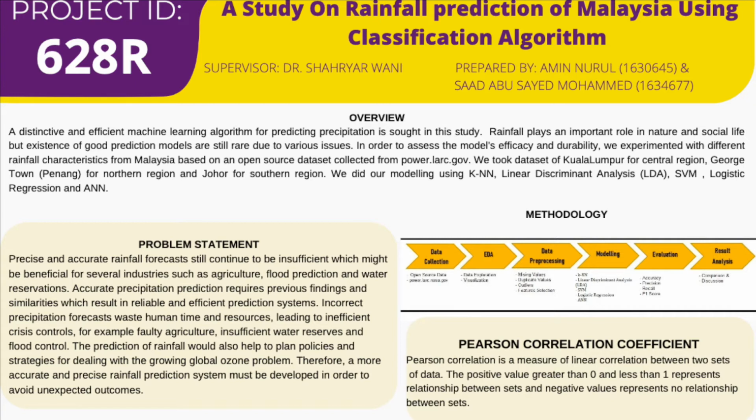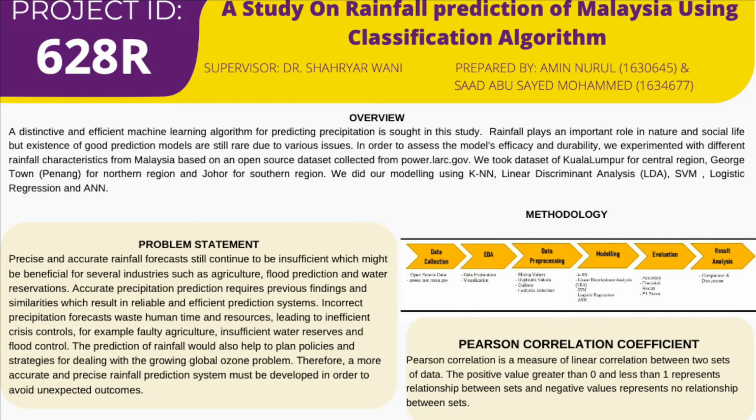So what is our problem statement actually? So let's talk about it. Precise and accurate rainfall forecasts still continue to be insufficient, which might be beneficial for several industries such as agriculture, flood prediction, and water reservation.